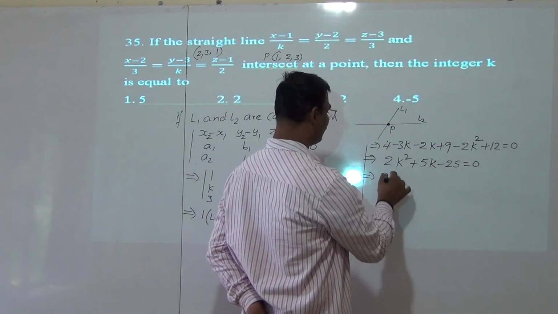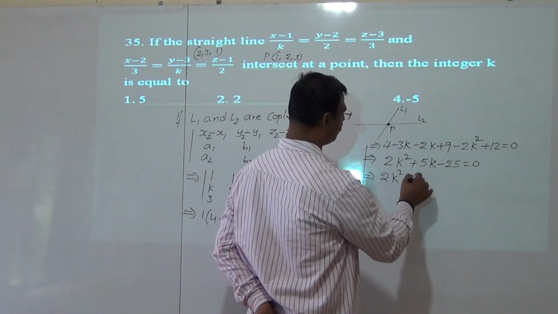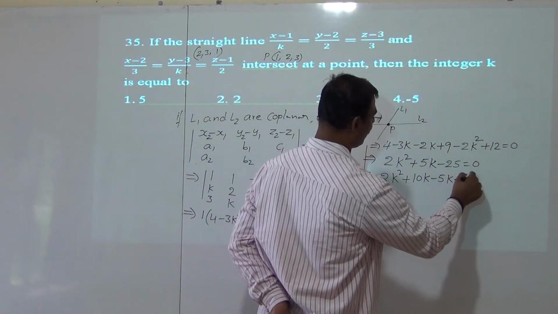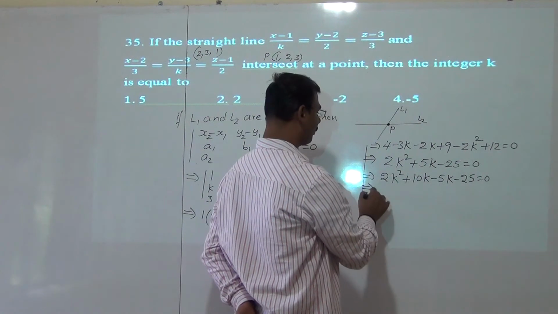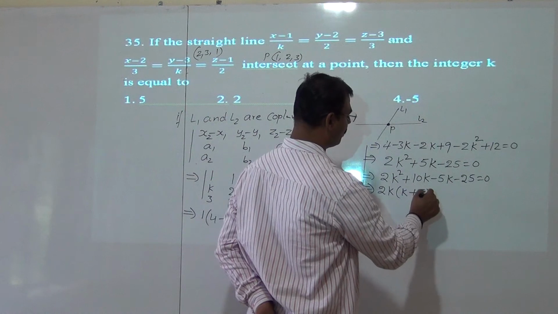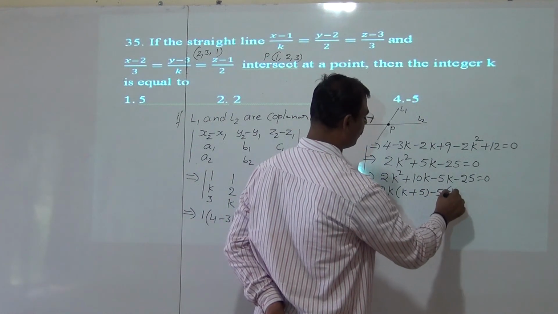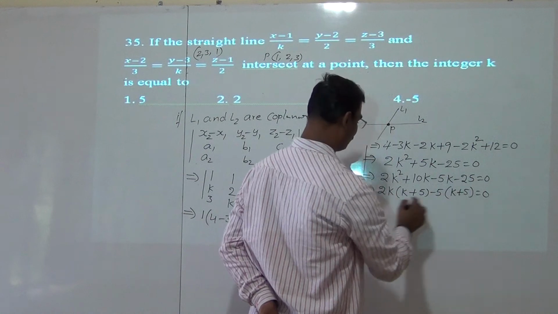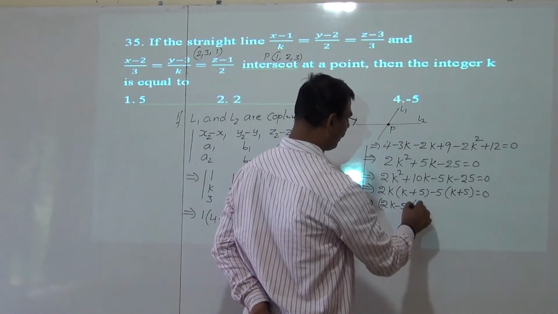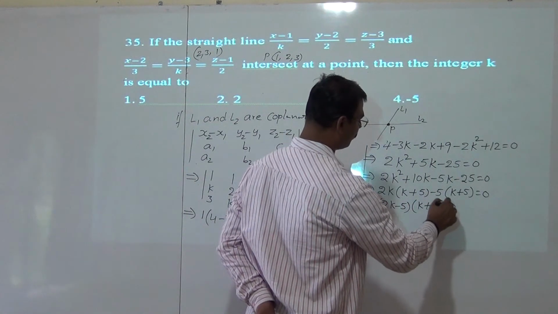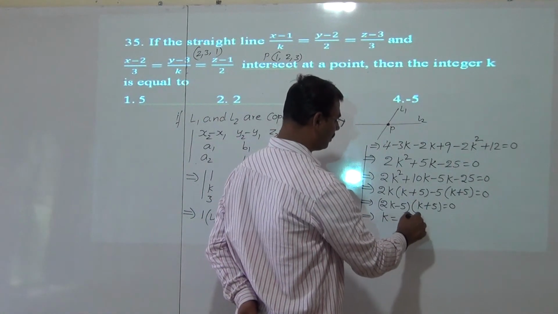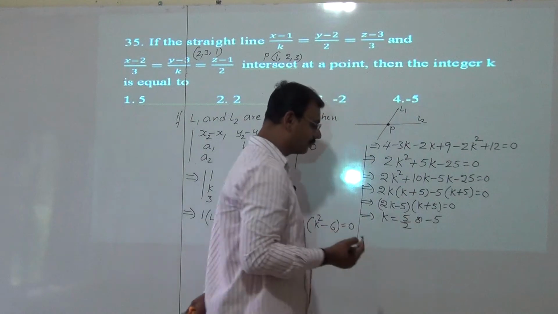So I write the factors: 2k² plus 10k minus 5k minus 25 is equal to 0. Taking 2k common, (k plus 5), minus 5 taking common, (k plus 5) is equal to 0. So (2k minus 5) bracket (k plus 5) is equal to 0. So what are the k values? 5 divided by 2 or minus 5.